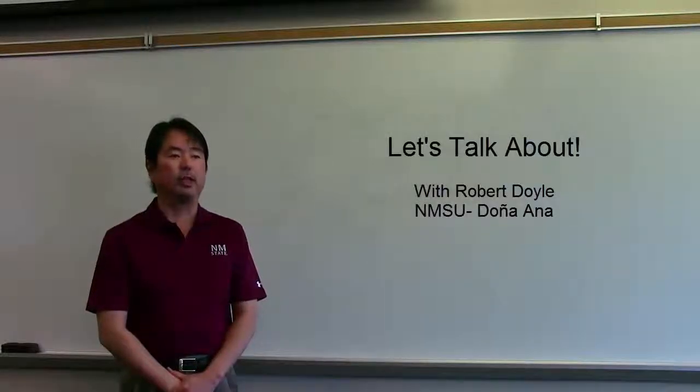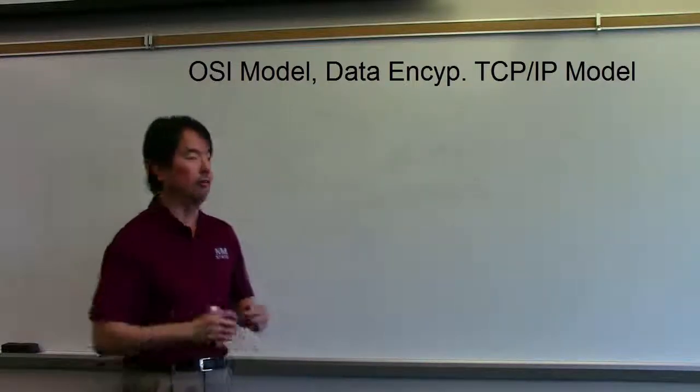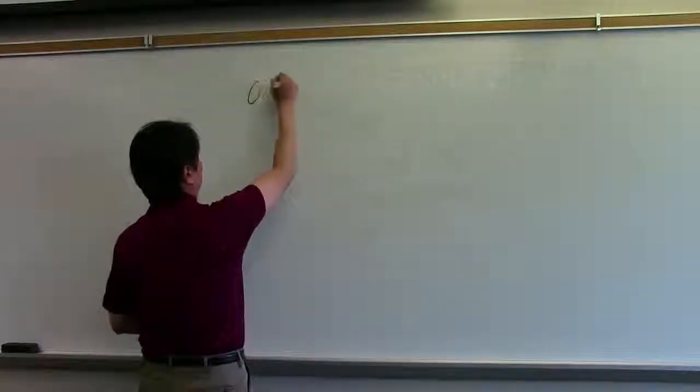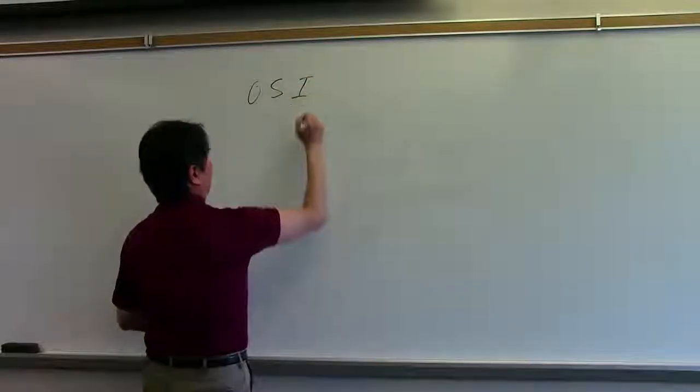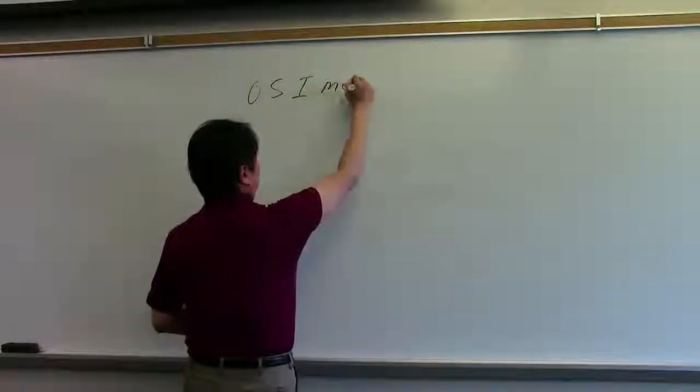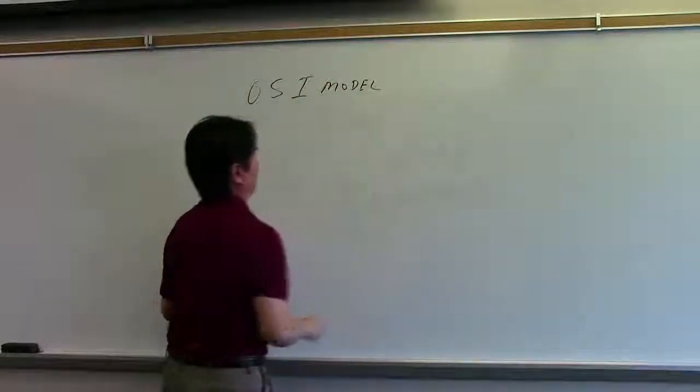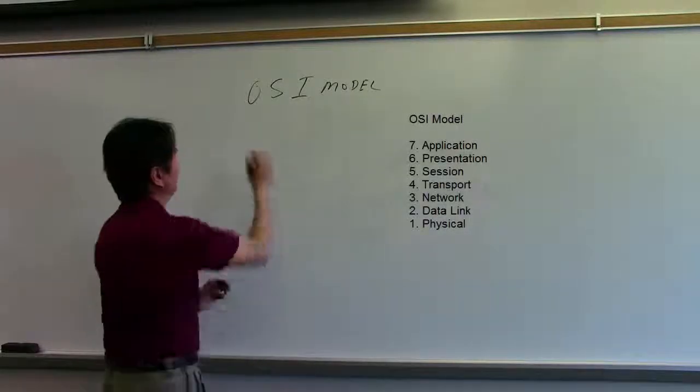Okay, let's talk about the OSI model and also data encryption in the TCP/IP model. First thing we're going to start off with is the OSI model, and it consists of 7 layers.